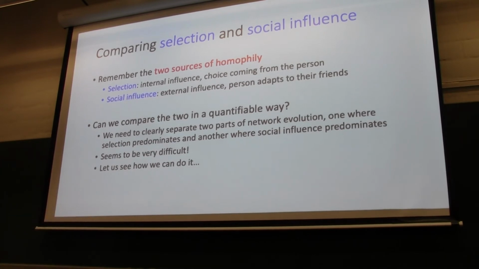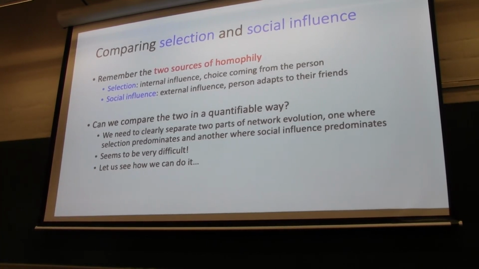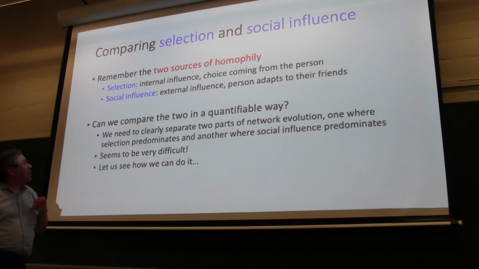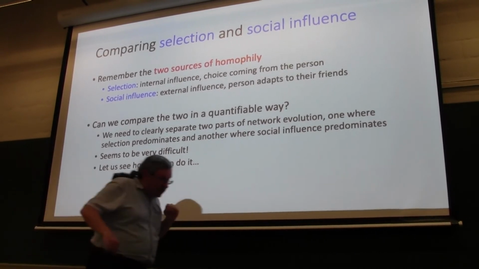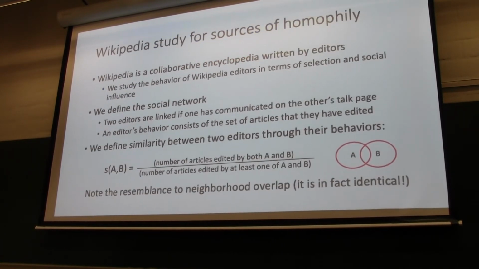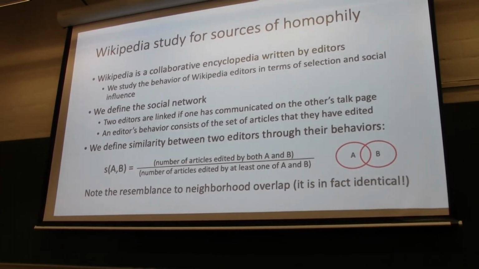I'm going to give you now an example of a very interesting and a very subtle study that was done to compare those two. And it was also using Wikipedia. We want to separate two parts of network evolution: one where you have selection and one where you have social influence, and then we can compare them. Okay, so this is actually not so easy to do. This study is a very interesting and very intelligent way. So it's good to think, how does it actually compare the two?